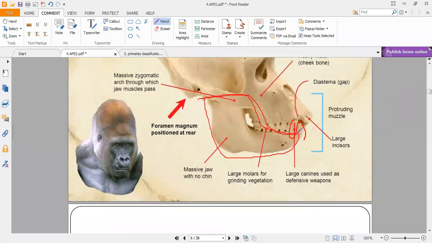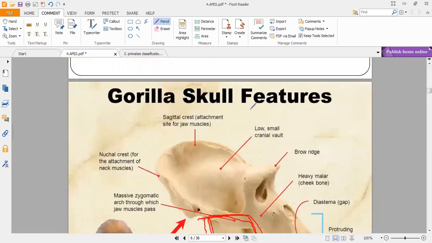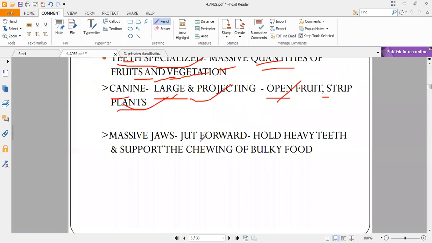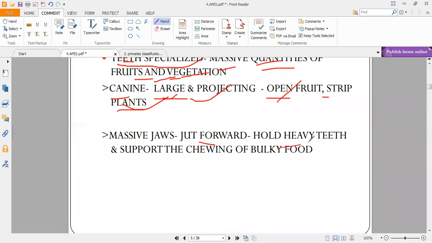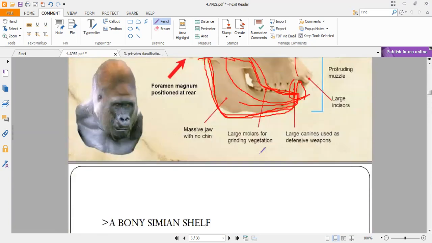It is very massive because they have to chew a lot of raw vegetables, fruits, all those things, so we can find a very massive jaw, and then it juts forward. The jaw holds heavy teeth and supports the chewing of bulky food. You can see that the jaw is large and the face is large, because they eat bulky, heavy food.